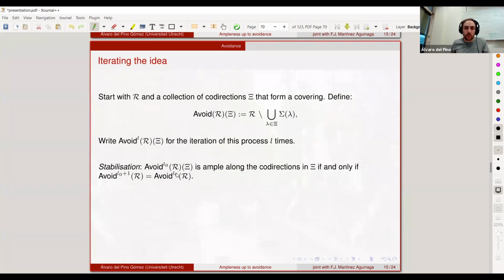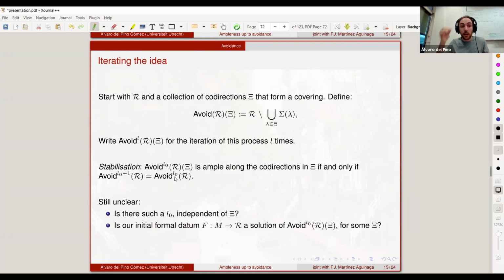What may happen, and this is what you possibly want to happen, is that stabilization happens. So there's some L0 such that you don't need to carve out anymore. That would mean that for this L0, you've produced a relation that is ample along all the codirections given by the cover. It is unclear whether this carving out process does finish, but even worse, maybe, the initial datum I started with is a solution of R, but I've been carving a bunch of times, so it's not clear whether it's a solution of this formal solution.